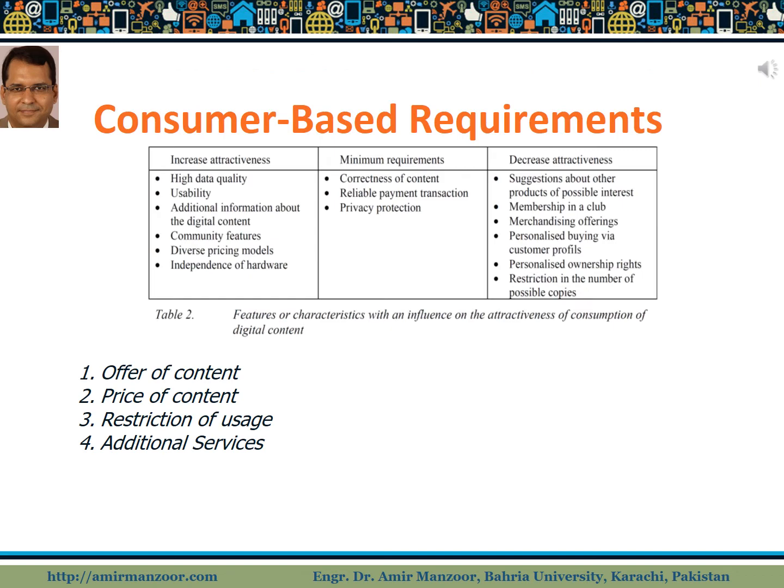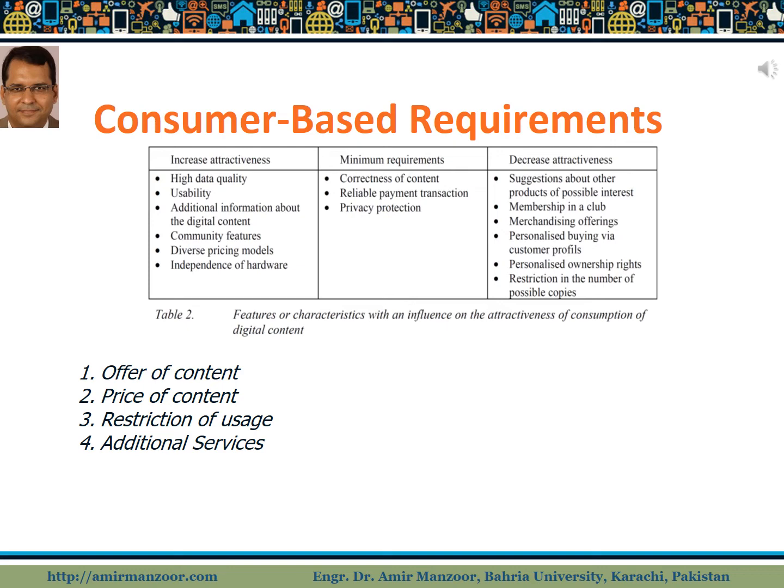After we have discussed why the consumer would like to utilize the legal digital content, or why the customer would like to illegally download the digital content, it is also important to understand what are some of the features or characteristics that could increase the attractiveness of the consumption of the digital content. These are the features or characteristics that would actually influence the consumer to buy the legal digital content. So if you look at table number 2 of this particular article, it provides us the characteristics or the features.